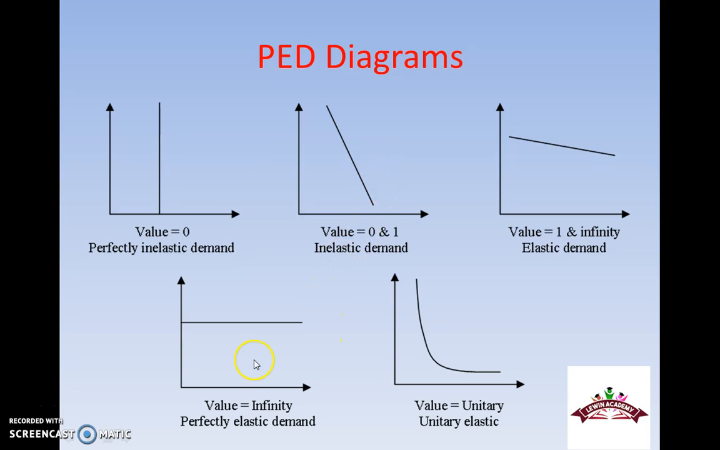And we have perfectly elastic. Now this kind of looks like an E, doesn't it? That's what I used to remember it, E for elastic, so it's perfectly elastic. And what if your demand is just elastic without the perfectly? Then you basically just tilt this one a bit. So that's just elastic. And unitary shapes like a normal demand curve, with a kind of U look to it. So that's what unitary is all about.